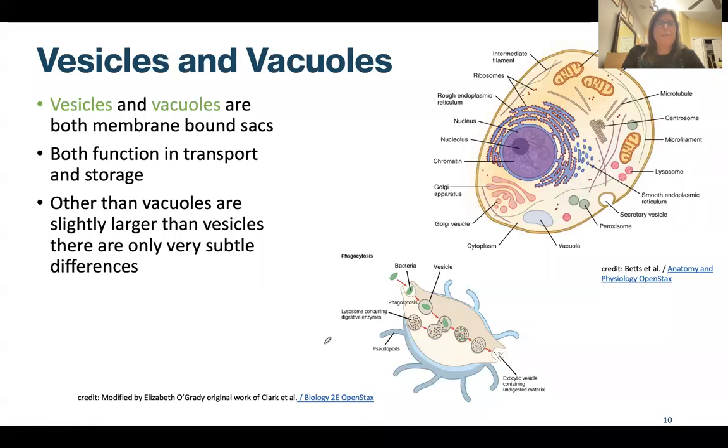Vesicles and vacuoles are both membrane-bound sacs. Both function in transport and storage. Usually vesicles are smaller and vacuoles are much bigger. We're going to talk about this huge vacuole that we see in a plant cell when we get to 4.5. So like I said, there are very subtle differences other than size.